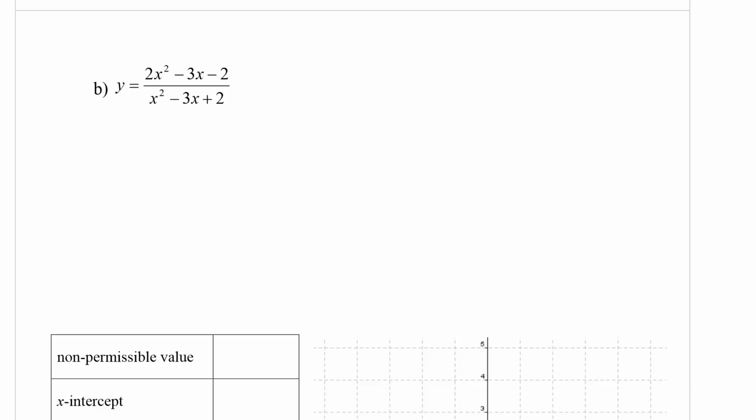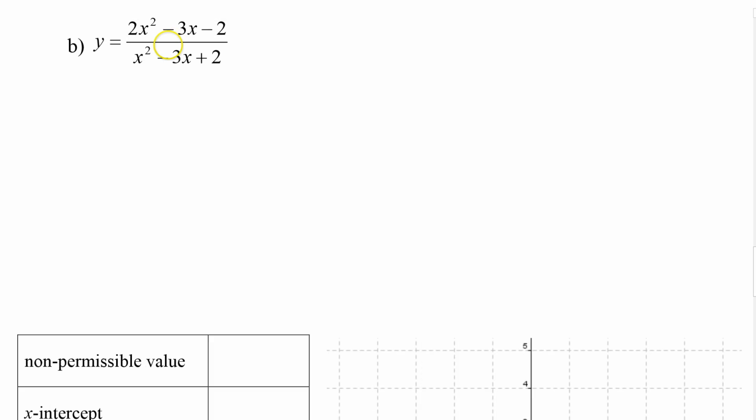For our next example, we have a polynomial in the numerator and a polynomial in the denominator. So the first thing we're going to want to do is to factor both the numerator and the denominator. So looking at this numerator here, to factor it, I'll just do my work over here: x squared minus 3x minus 2.